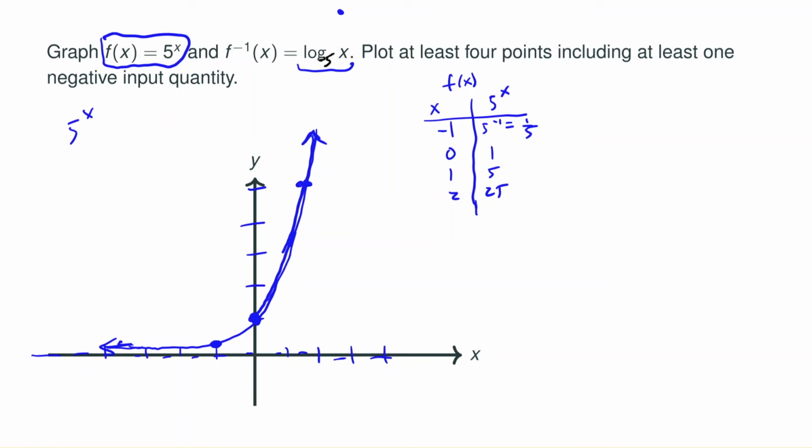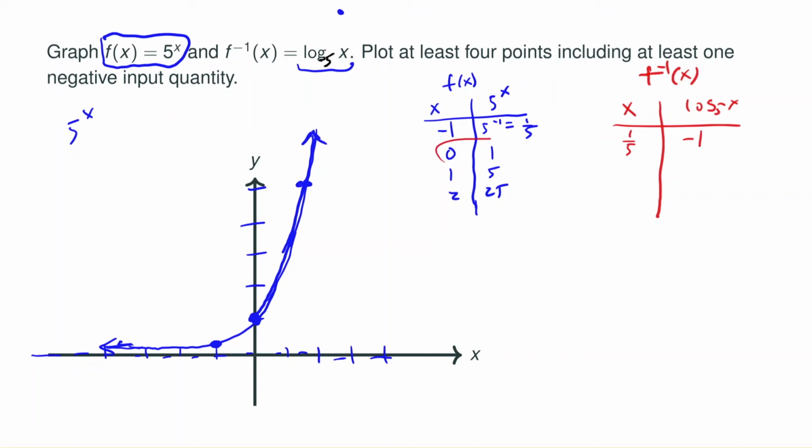Let's graph this inverse function. So f inverse. And because they're inverse, the domain and range switch. What I mean by that is if you look at here, when x is negative 1, the output is 1 over 5, right? So for this quantity here, it will be switched here. So let me write that. What I'm talking about is we switch domain and range. So when x is 1 over 5 for this function, the output is negative 1.